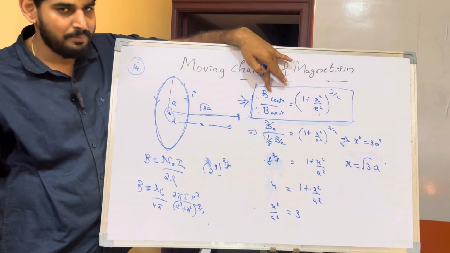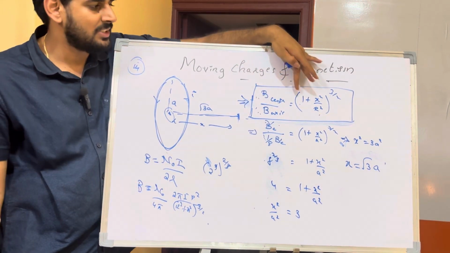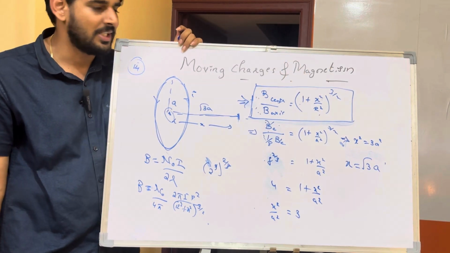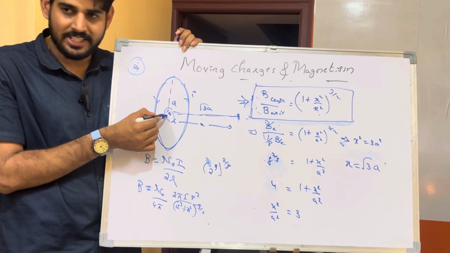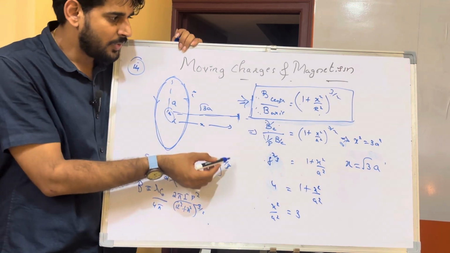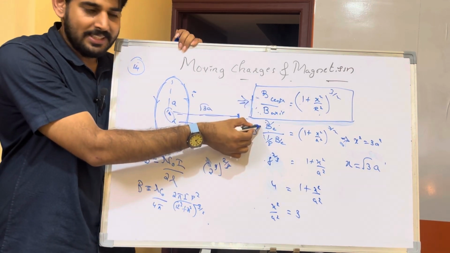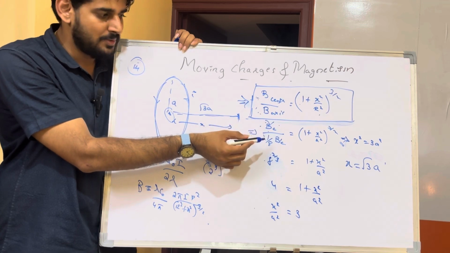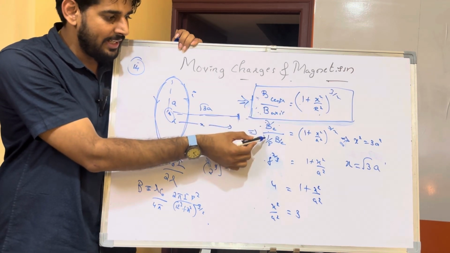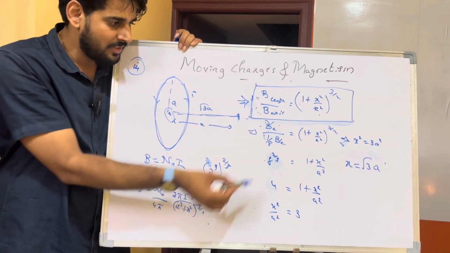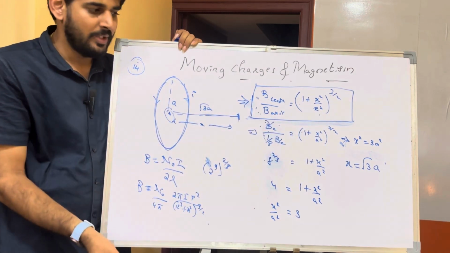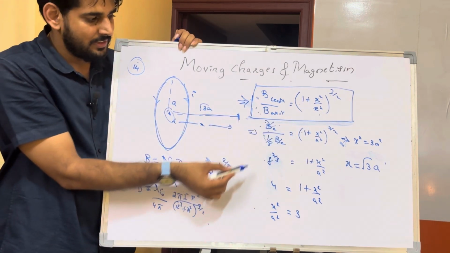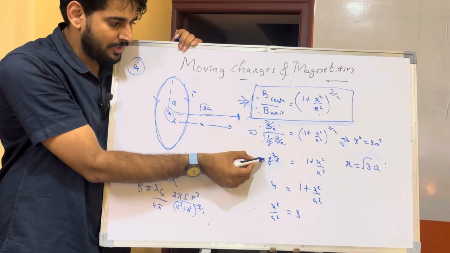The equation is given by B center upon B axis, which is equal to (1 plus x square upon r square) to the power 3 by 2. Here in the question they have specified the radius of the coil is a. Substituting, let us take the magnetic field at center as BC, and magnetic field at axis given as 1/8 of BC, so BC upon 1/8 BC equals (1 plus x square upon a square) to the power 3 by 2. BC gets cancelled, 8 will go to the numerator, it will become 8.